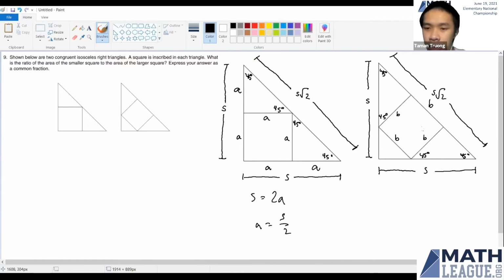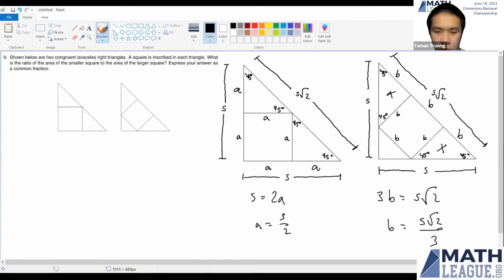Let's consider the second diagram with the square of side length B. We see that we split this isosceles right triangle into 4 parts: the square and 3 isosceles right triangles. In this case, we'll consider this isosceles right triangle and this isosceles right triangle. They're isosceles because their base angles are 45 degrees. And since one of the legs shares a side with the square of side length B, this length is B, and this length is B as well. And so 3B equals s root 2, B equals s times the square root of 2 over 3. Now we have the side lengths in terms of s.